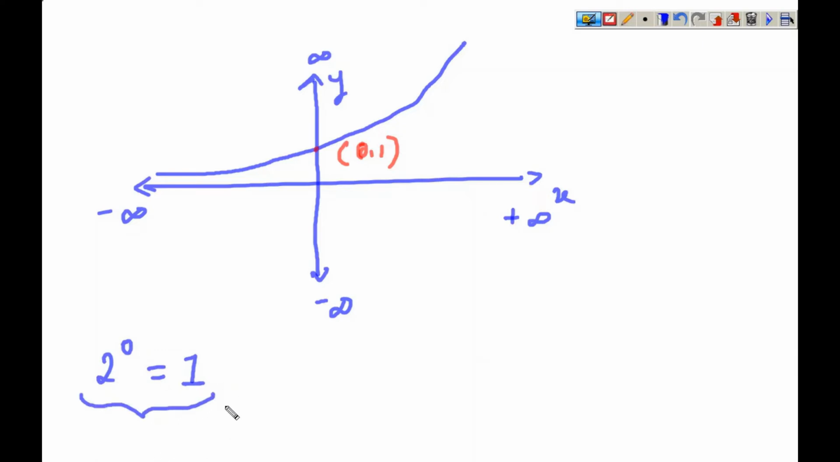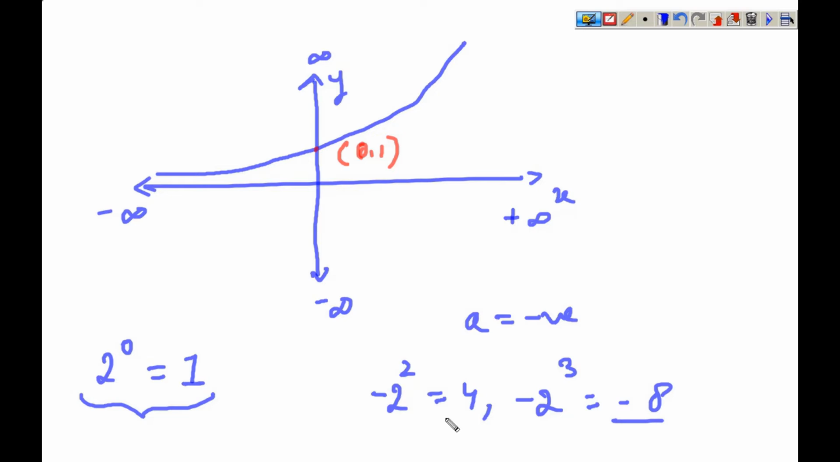Therefore a cannot be negative, because if a is negative, let's say minus 2 raised to the power 2, which is even, will be 4, but minus 2 raised to the power 3 will give us minus 8. So we can see that sometimes we're getting positive and sometimes negative. So it's not truly an exponential function. An exponential function should be ever increasing. It is continuous. An exponential function should be continuous.